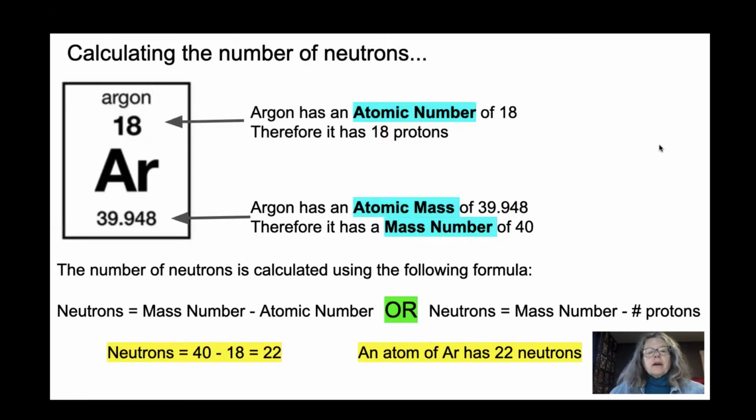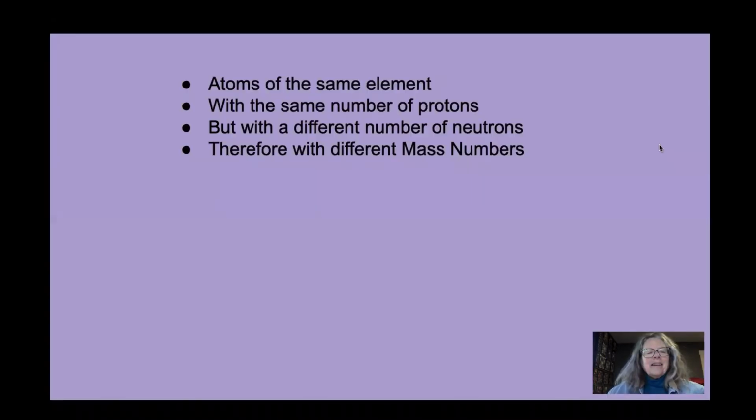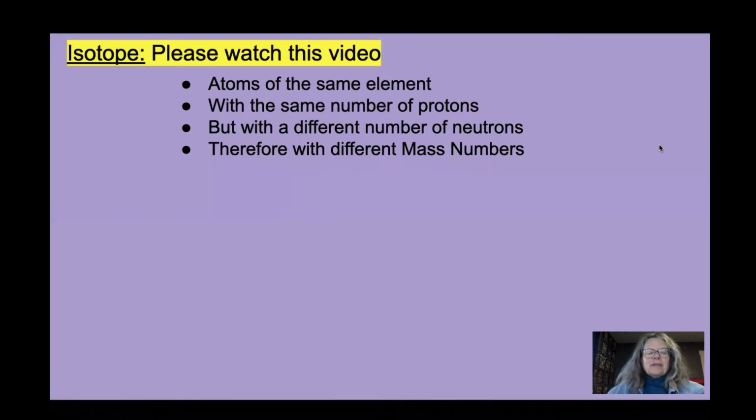All right, so here, I want you to practice. I pulled out phosphorus, sodium, and copper from the periodic table. These are the exact element tiles that you'll look at. So do the math and then go online and just type in number of neutrons in phosphorus and you can check your answers, okay? But don't cheat, actually do the math out.